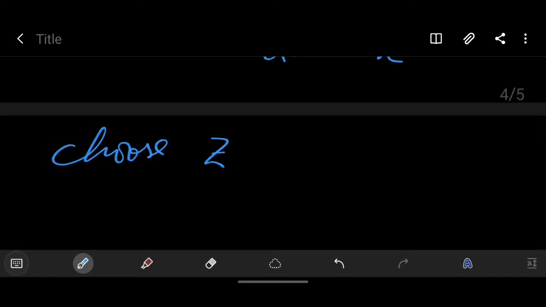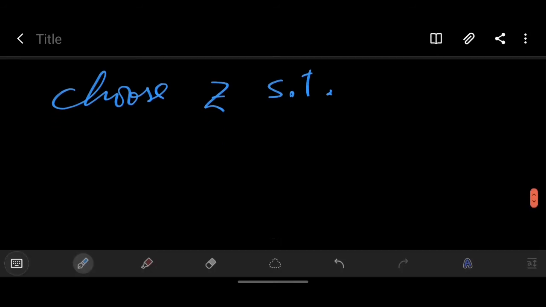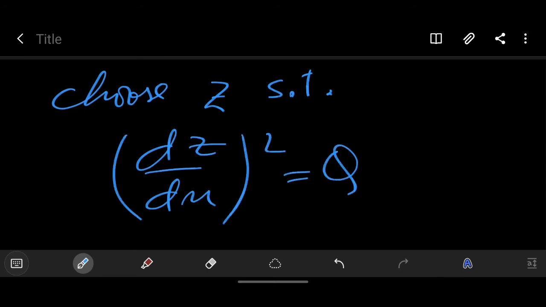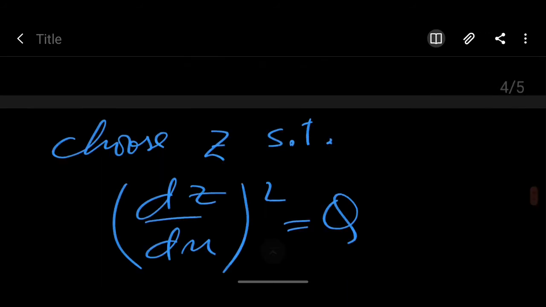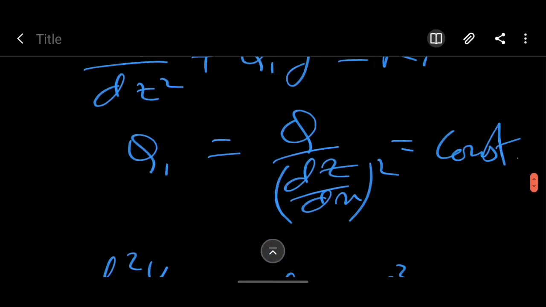Choose z such that (dz/dx) whole squared is equal to q. We get this from the formula of q1 here: q1 equals q by (dz/dx) squared, which is taken to be constant. If we cross multiply, (dz/dx) whole squared would come in the numerator, equal to q. So we can take, without loss of generality, that q1 is 1.